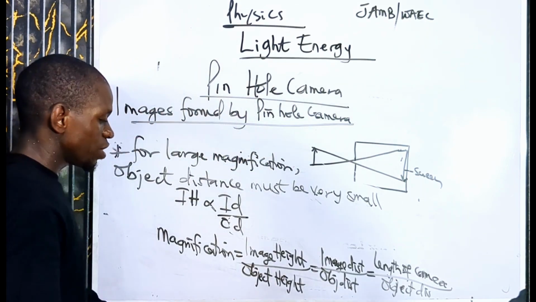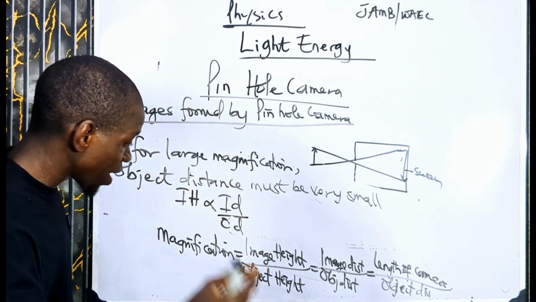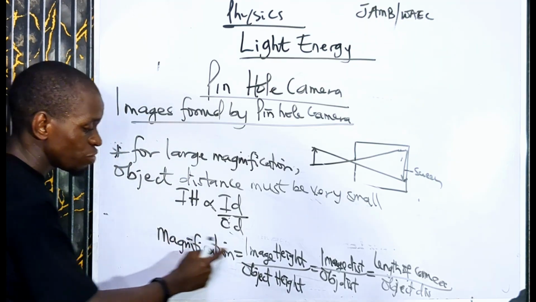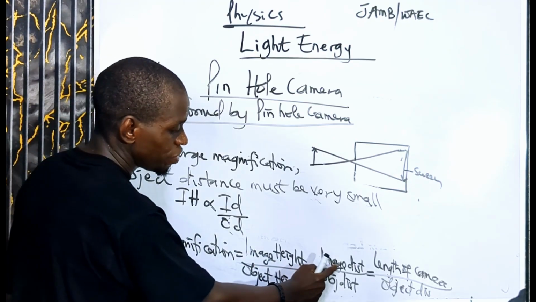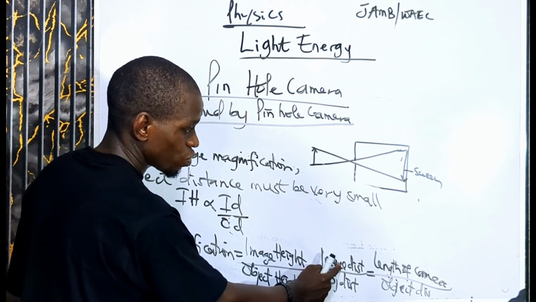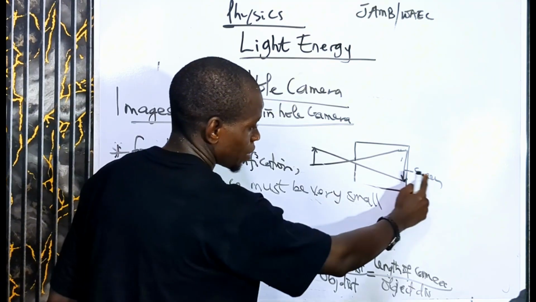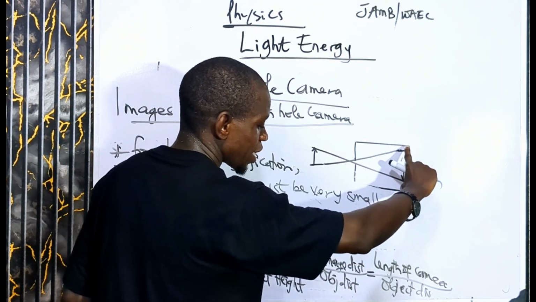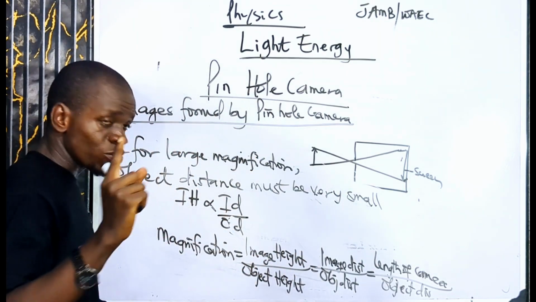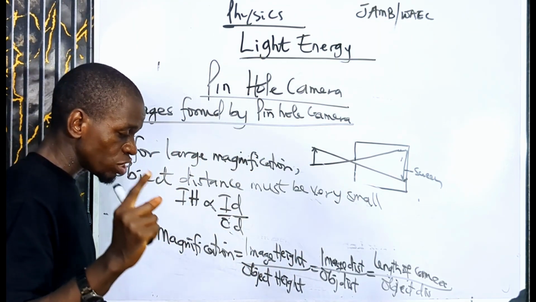So what does it mean now? If you want to get higher magnification, that is, if you want to get a larger image height, the image distance must be big as well. So if you increase the length of this camera, the image is going to be larger.